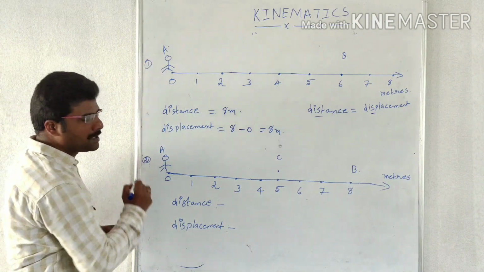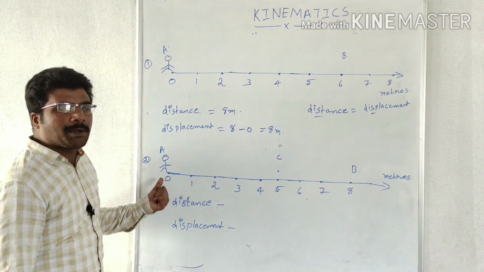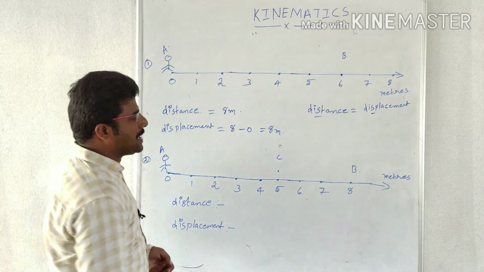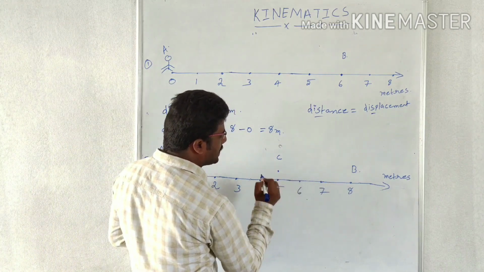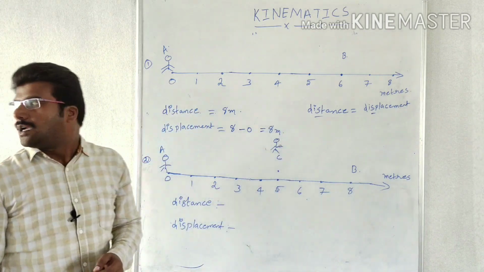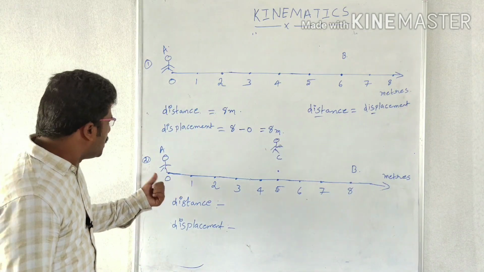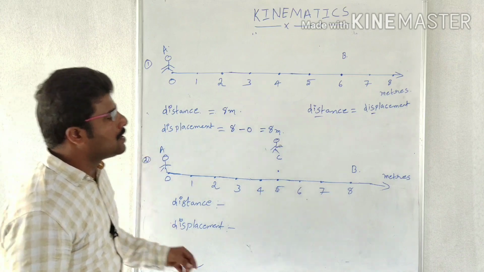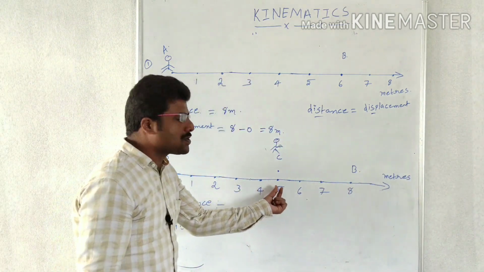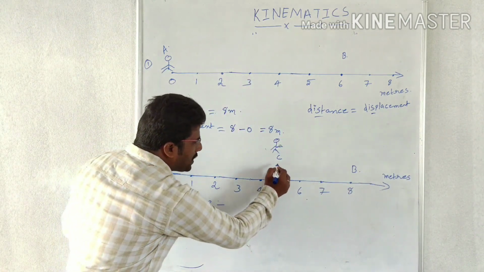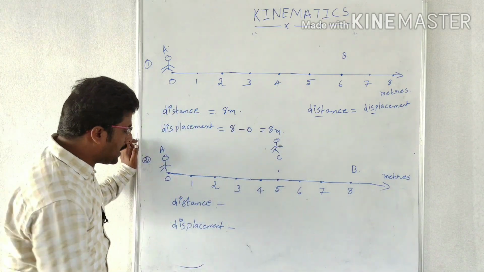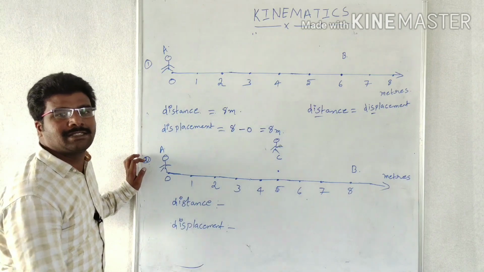Watch this video. A person starts from A, reaches B, turns back and once again moves to C. Now the person's halting point is C. Just have an idea. The person starts from A, moves to B, turns back and once again reaches C. Now the halting point of the person is C. Now can you tell what is the distance and displacement?